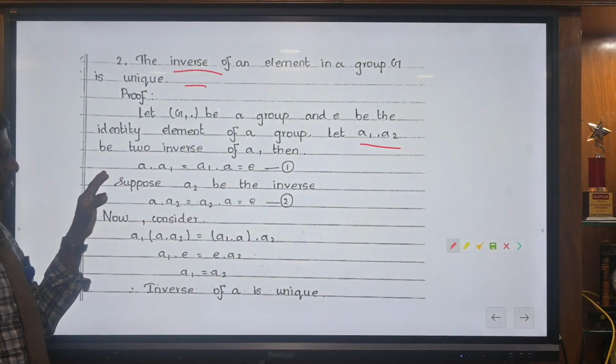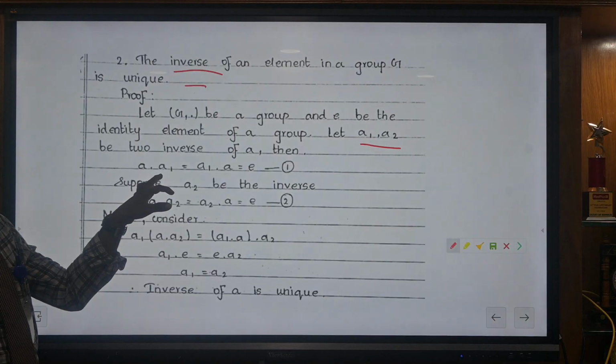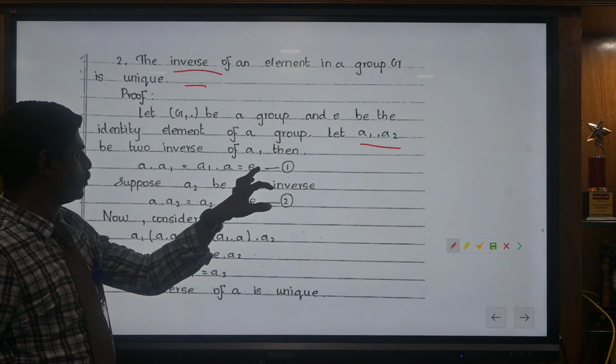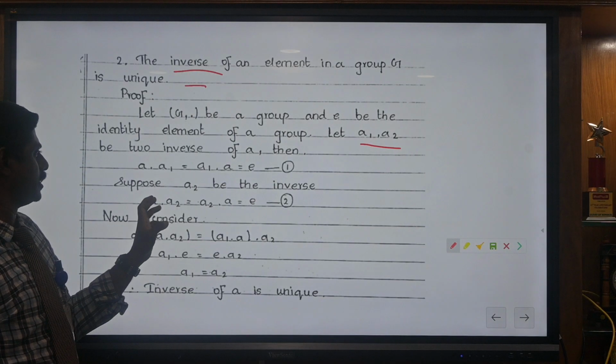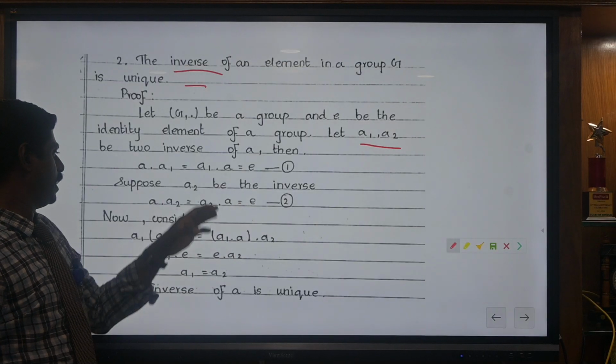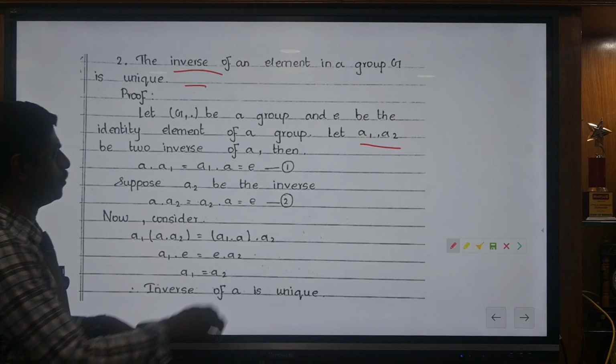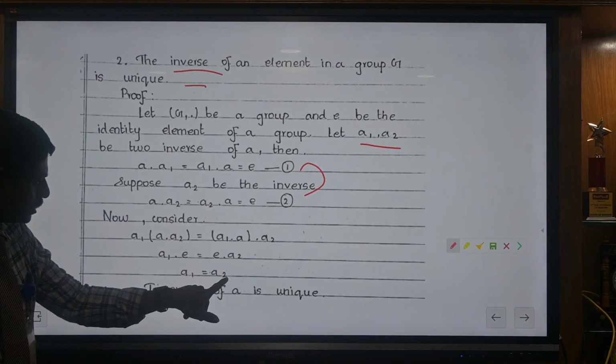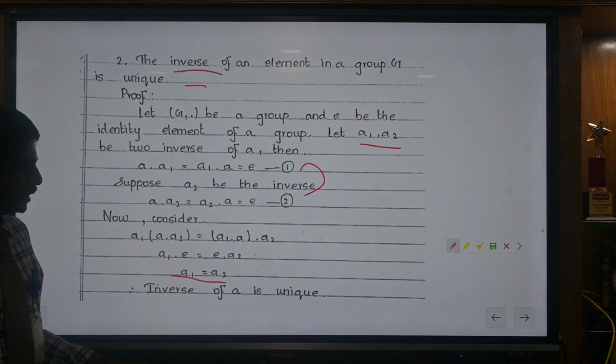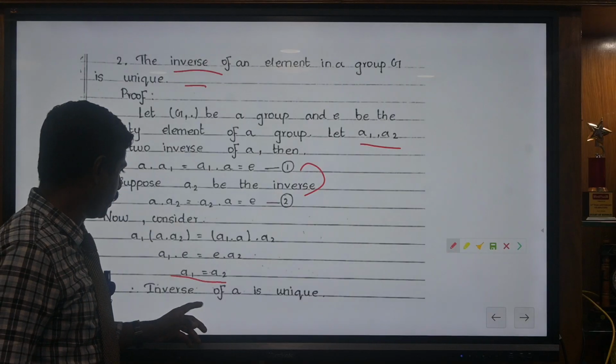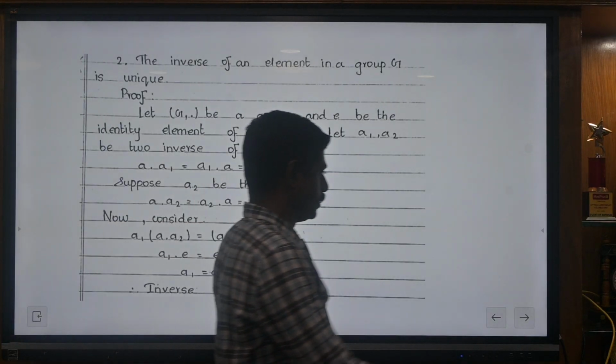By the definition of inverse, I write A1 dot A equal to A dot A1 equal to E. Suppose A2 is another inverse, A dot A2 equal to A2 dot A equal to E. Again, I can equate 1 and 2. I get A1 equal to A2. Inverse of A is unique. Okay, inverse of A is also unique.